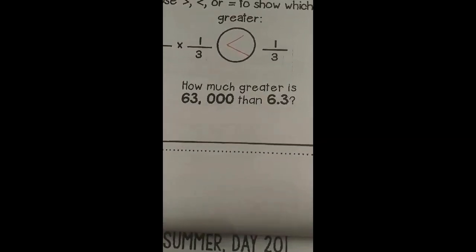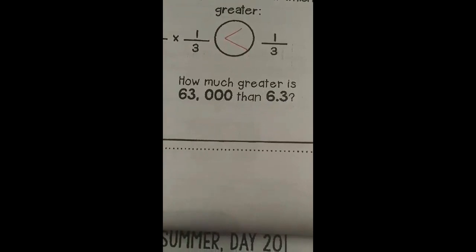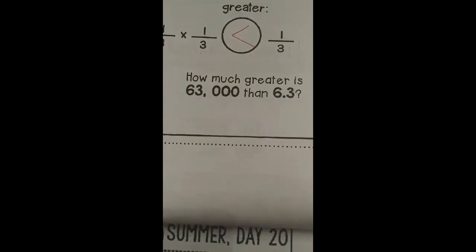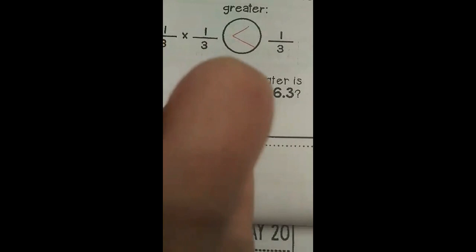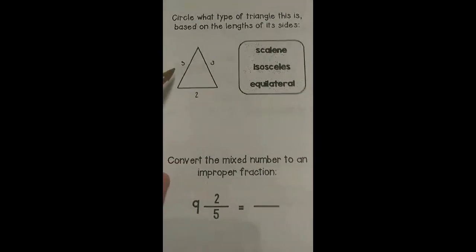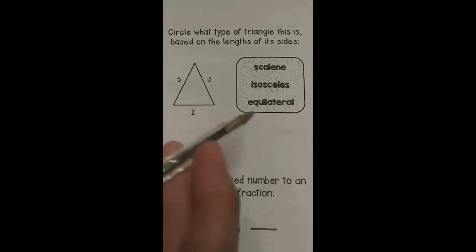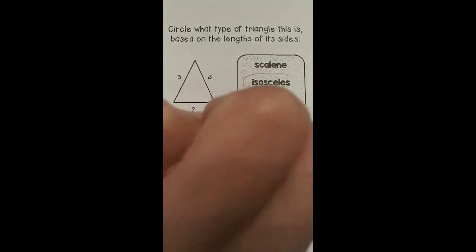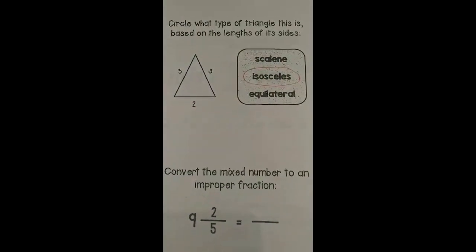The next question, how much greater is 63,000 than 6 3/10? The answer is 10,000 times greater. Let's go to number 4. On the next side, what type of triangle is this? Well, I can see that 2 sides have the same measure. So 2 sides are the same and 1 side is different. That would be called an isosceles triangle.